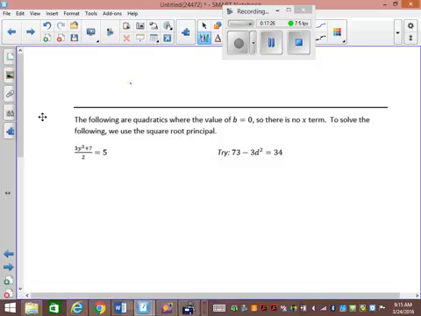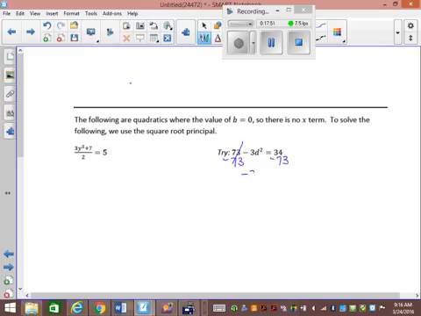So the following are quadratics where the value of b equals 0, so there's no x term. To solve the following, use the square root principle. This one is way better when you don't have a b. So all you would do if you don't have a b value is you just keep the squared on one side and everything else on the other. So for this one, we're going to subtract 73.